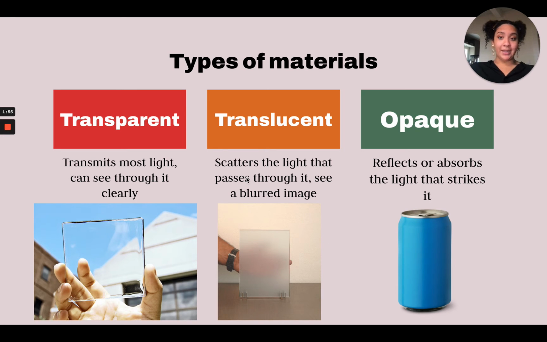So again, transparent, you could see through it clearly. Translucent, you could kind of see through it. You could see objects, but it's kind of blurry. And then opaque, that is, you can't see through it at all.